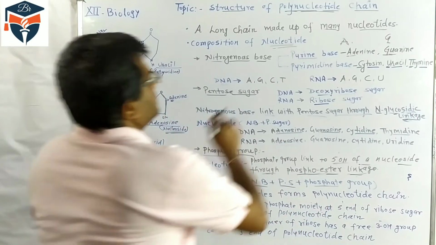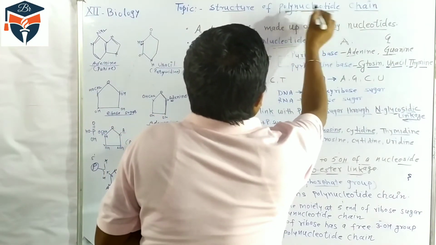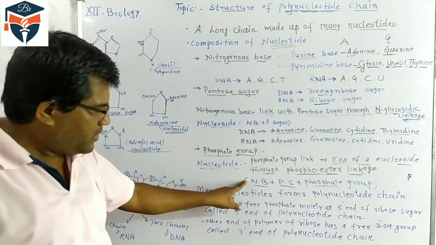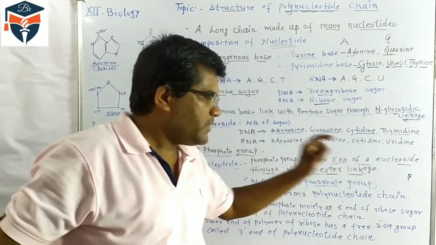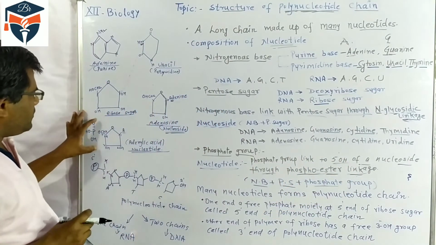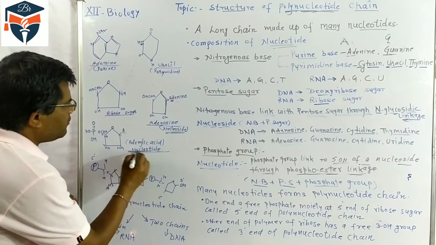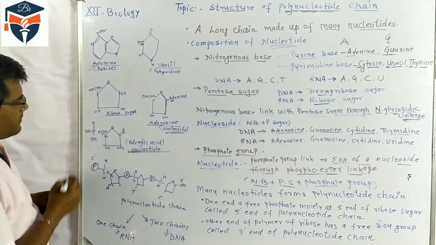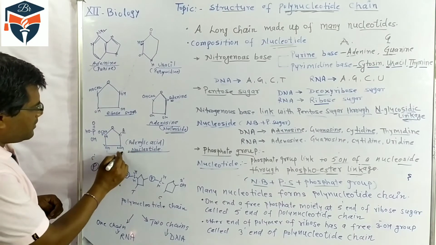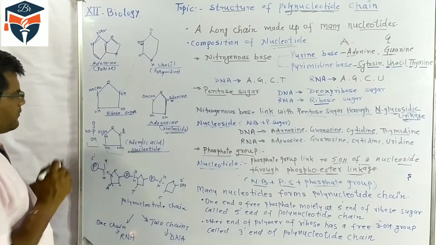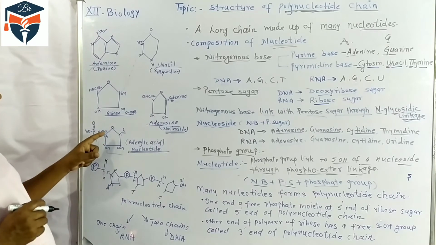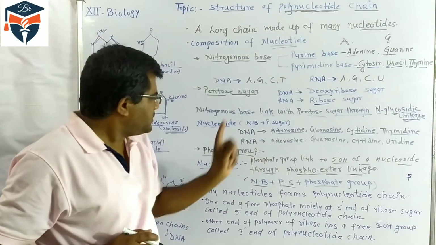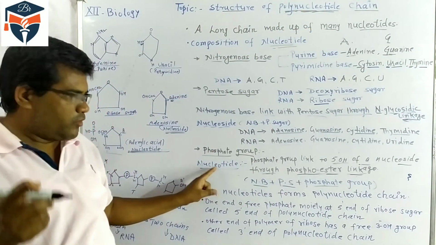So this is asked here, poly meaning many, and nucleotide. Each nucleotide is made up of a nitrogenous base, pentose sugar and phosphate group. Now this is one nucleotide. What is here in a nucleotide? Nitrogenous base, pentose sugar and phosphate group. So three components combine and form the nucleotide. Such types of many nucleotides.